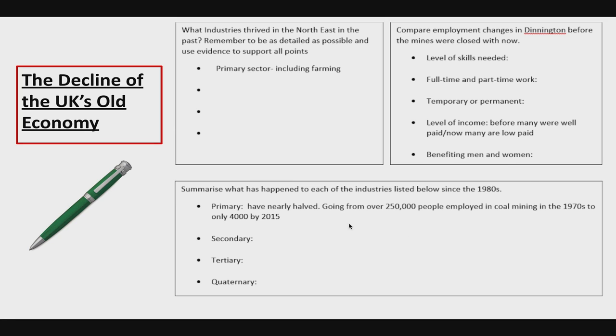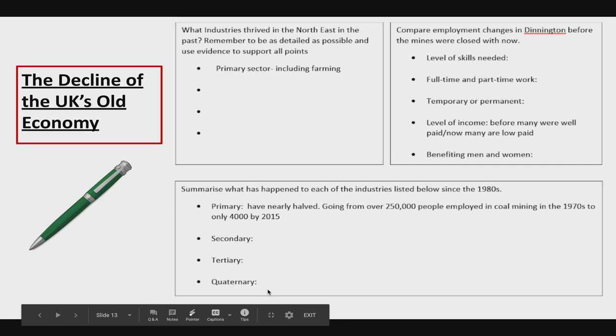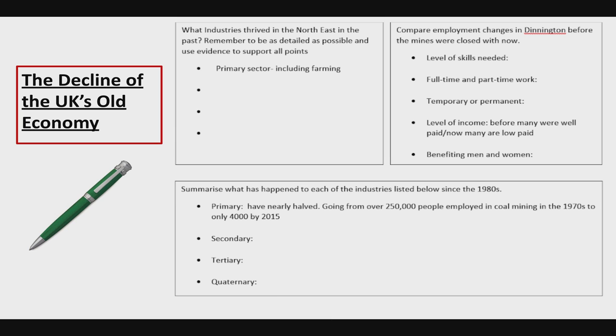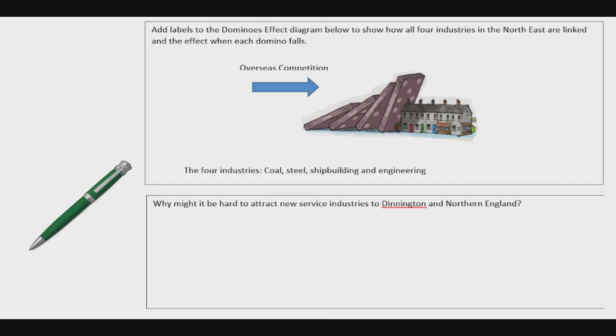So, summarising what's happened to each of the industries listed below since the 1980s. Primary industries have nearly halved. I've started you off with that. We went from over 250,000 people employed in coal mining in 1970 to only 4,000 by 2015. So coal mining is still there, but very, very few people are employed by comparison. Our secondary industry should also have declined. Our tertiary industry should have grown, and our quaternary industry should have grown. Now, you need to add figures for those, please. They are on page 170.